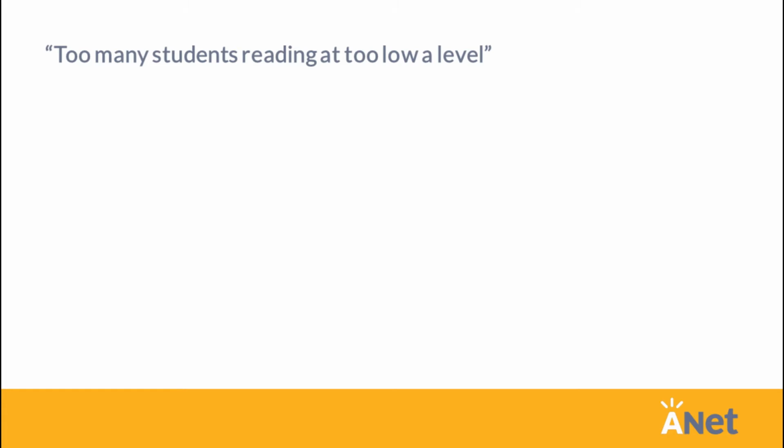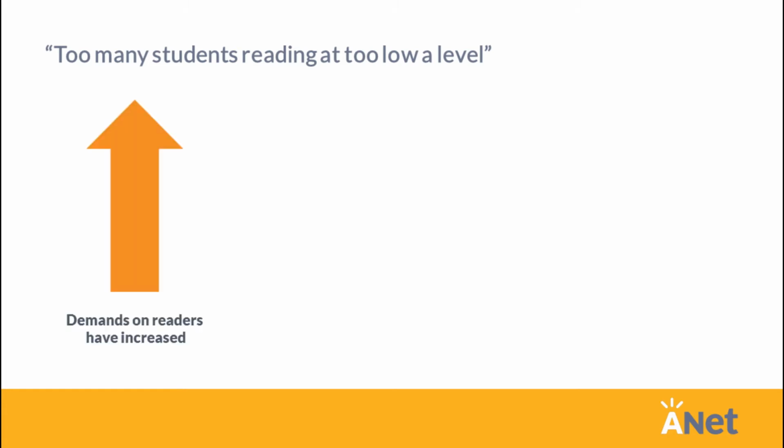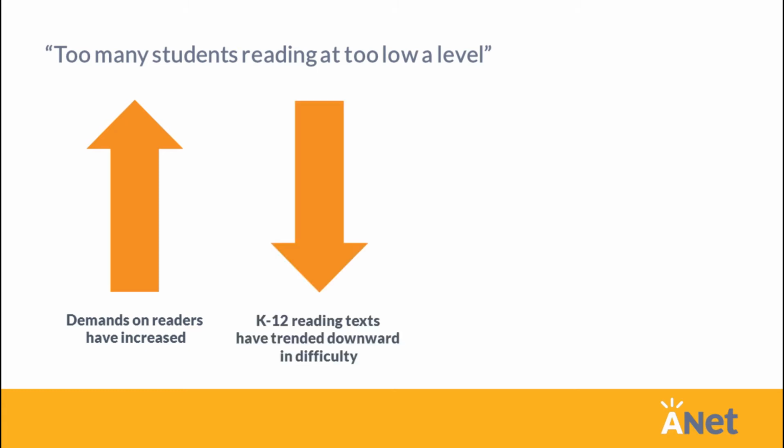Appendix A of the Common Core Standards tells us that demands on readers have increased over the last 50 years, while at the same time, K-12 reading texts have actually trended downward in difficulty. The authors of the Common Core recognized this problem and readjusted what students need to be reading in each grade level to be college and career ready. If you're interested in reading more on this topic, I recommend that you review Appendix A of the Common Core Standards. A pop-up to this resource is appearing on your screen now.